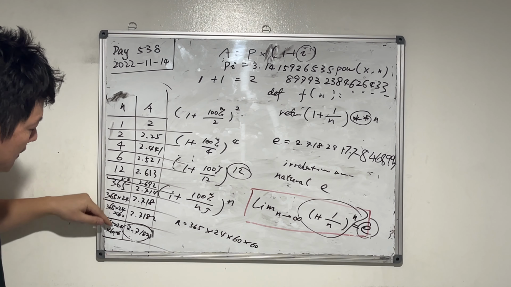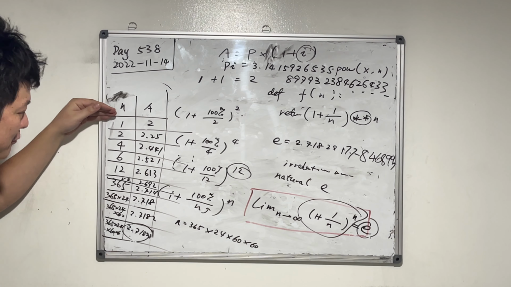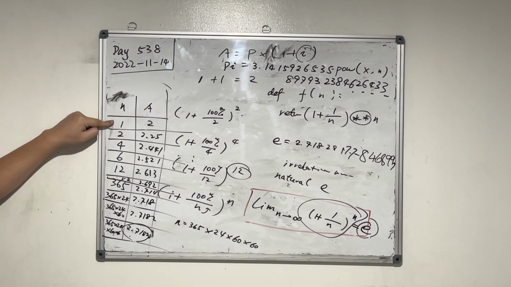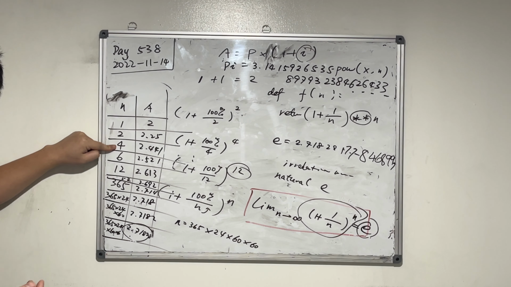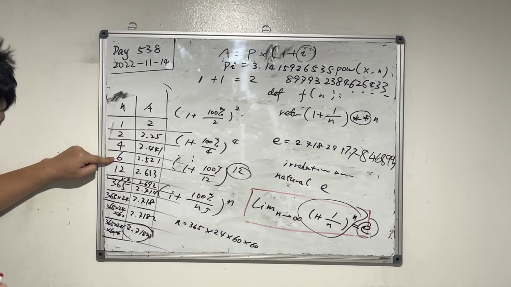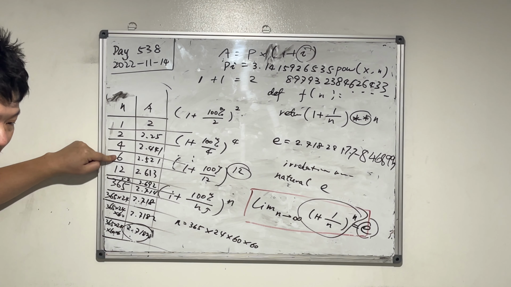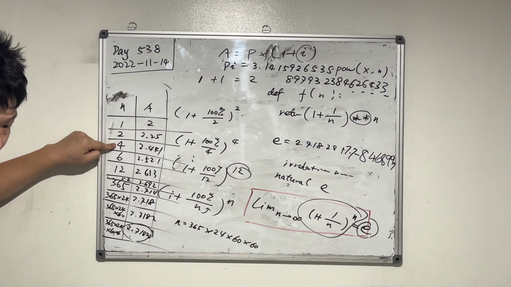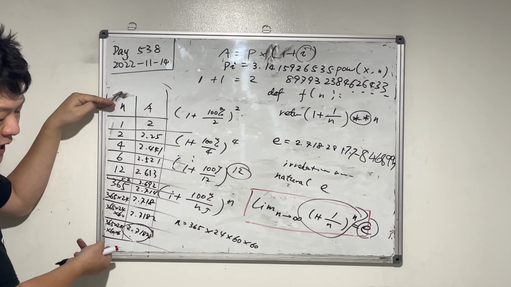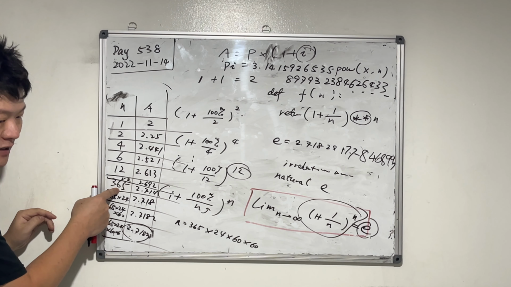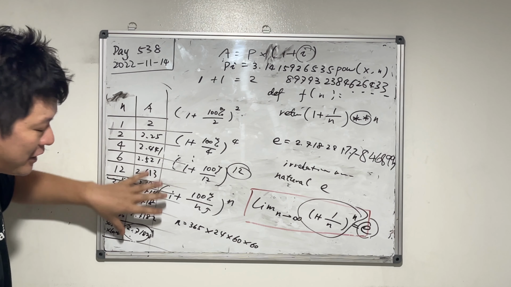The n is the number of interest payouts. 1 means you pay out the interest once in 1 year. 2 is paying out interest twice. 4 is paying out 4 times. 6, 12 payouts. So this is monthly, this is every 2 months, every 3 months, every 6 months, every 12 months. We increase the number of payouts. 365 means that we calculate the interest every day. And then A is the amount of money we can get in 1 year.